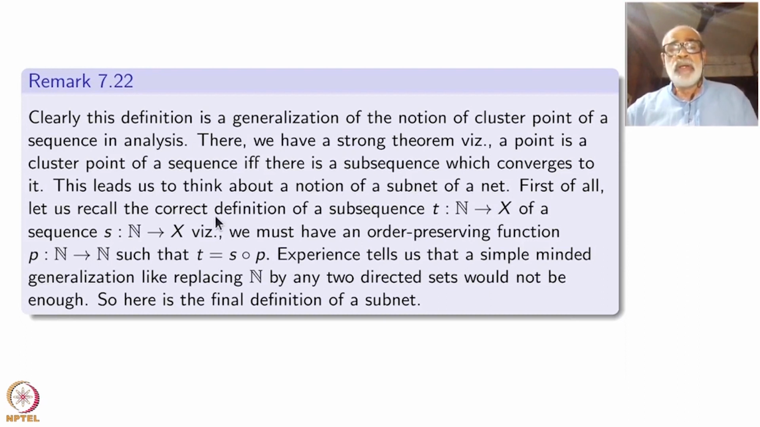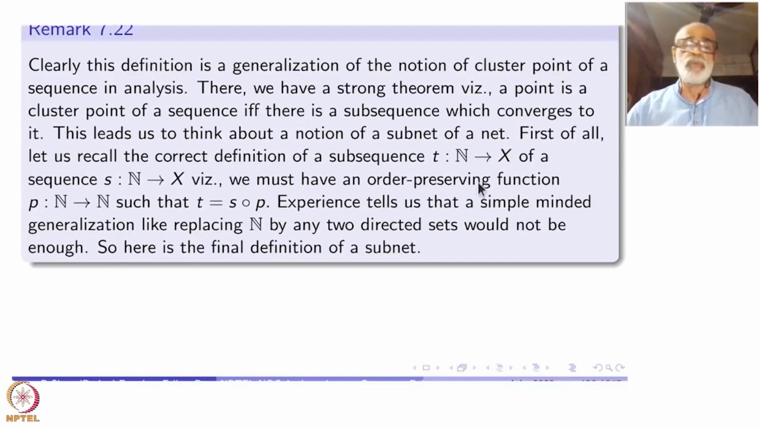Okay, first of all, let us recall the correct definition of a subsequence. Sometimes some books don't give you that, so I am going to give you that one. A sequence T from N to X is a subsequence of a sequence S from N to X if we have an order preserving function P from N to N such that T is S composite P. It is like a reparameterization, right? So order preserving map one way, then this T is a subsequence of S.